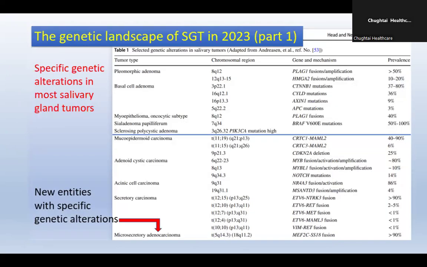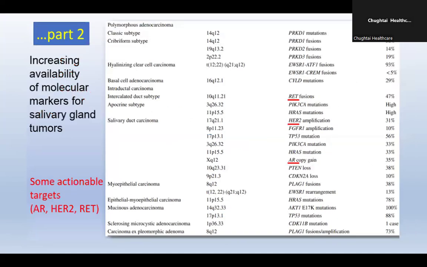Here is the long list of the genetic alterations that are prevalent in the salivary gland tumors. Microsecretory adenoma is the new entity that has been added in the second edition, and it has this MEF2C::SS18 fusion. And there are a few mutations and fusions against which a specific and targeted therapy is available.